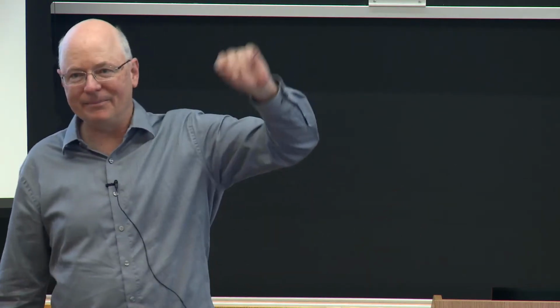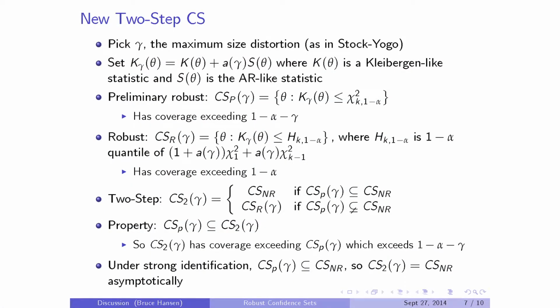He says, pick gamma. Okay, what's gamma? 10%. But you pick gamma. We're mimicking Stock-Yogo in that we're going to pick a maximum size distortion. And then we're going to have a new statistic. I'm going to call it K sub gamma, which is this linear combination of K and S, where K is the Kleibergen type statistic, and S is an Anderson-Rubin type test statistic. And what's A? A is a function of gamma that we can calculate.